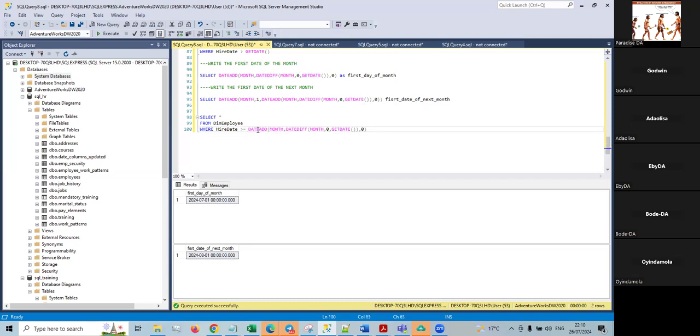Right? And less than the last day of the first month. So we have a range now. Greater than or equal to the first day of the month, less than the first day of the next month. So we are now looking strictly at this month.